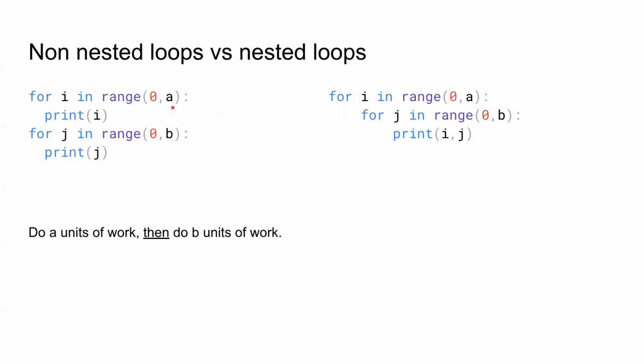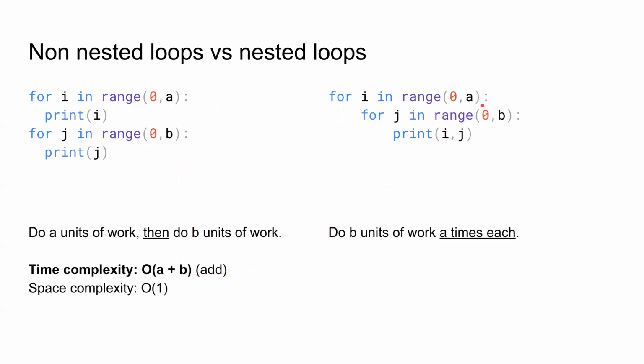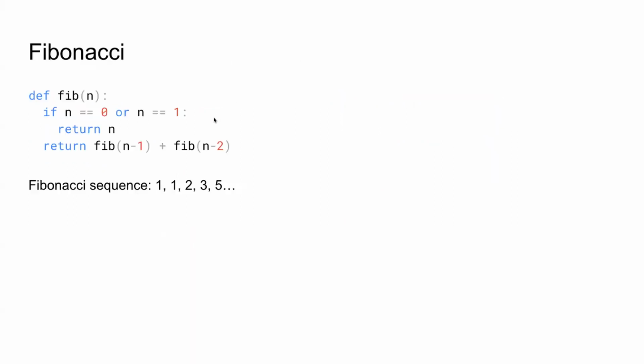When the loops come one after each other, we do A units of work, and then we do B units of work. So we add the time complexities. When the loops are nested, we do B units of work, A times each, and then we multiply the time complexities. Now let's look at a recursive algorithm.